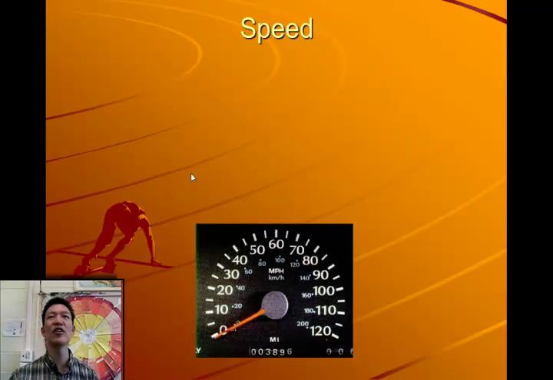Next big idea is speed. You already know what speed is. What's speed? You have to know this so you don't get a ticket, especially coming to school in the morning. Watch out, it's the end of the month, right? Or is it the beginning of the month? Whatever, right? There you go.